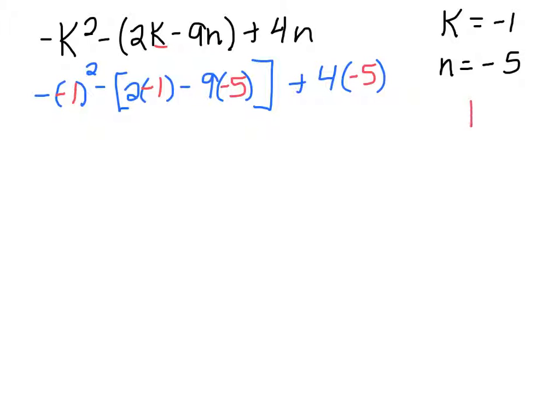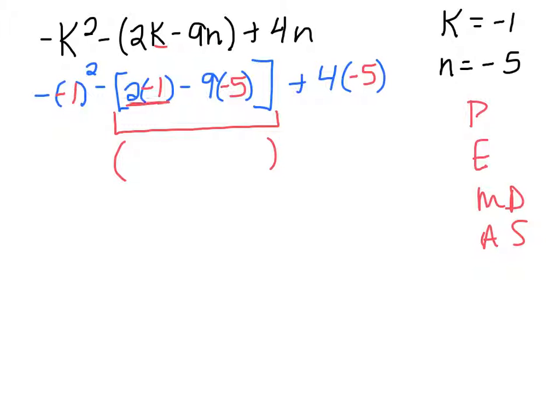Order of operations. Please excuse my dear Aunt Sally. Let's start with our parentheses. This is the only parentheses we have to deal with right now because when I'm dealing with parentheses, if there's one number, we leave it alone. So inside this parentheses right here, I have -2 times 1, which is -2, and -9 times -5 is a positive 45. When I add those together, I get 43.